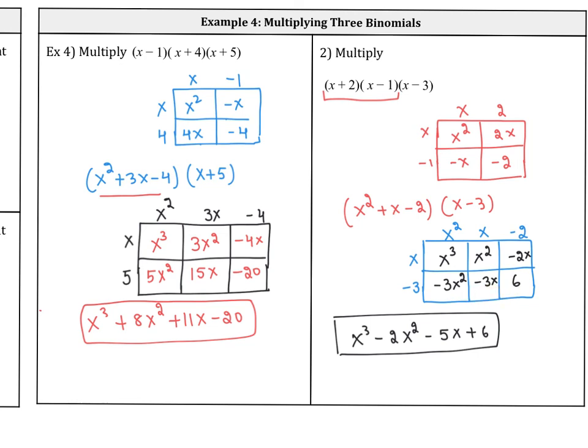Now I'm going to combine the like terms. So x cubed, I don't have any like term, I'll leave it as it is. Combining these two, I get negative 2x squared. Combining these two, I get negative 5x and plus 6.